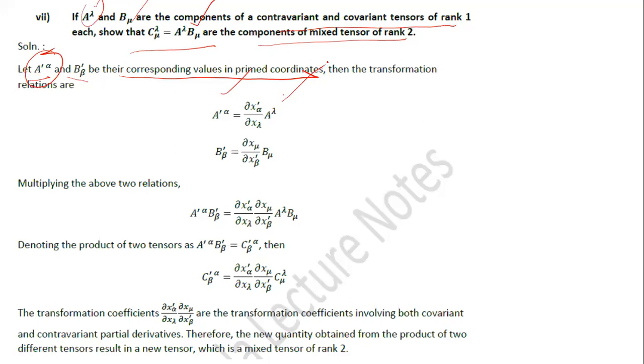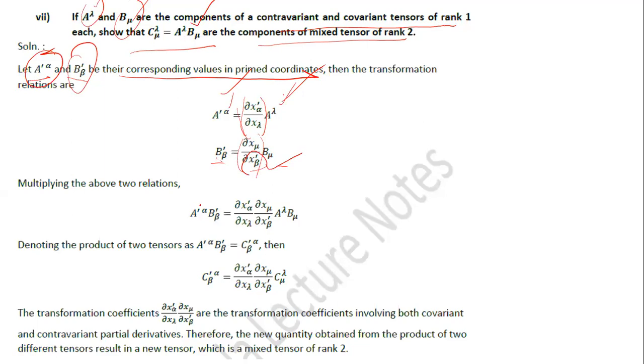A prime alpha, A gamma, this you write. And this being the contravariant index, the corresponding partial derivative of the coefficient will be such that x prime alpha is in numerator, x gamma is in denominator, x lambda is in denominator. And for the transformation relation between b prime beta and b mu, you know that these are covariant indices. So the partial derivatives will be such that the prime coordinate variable is in denominator.